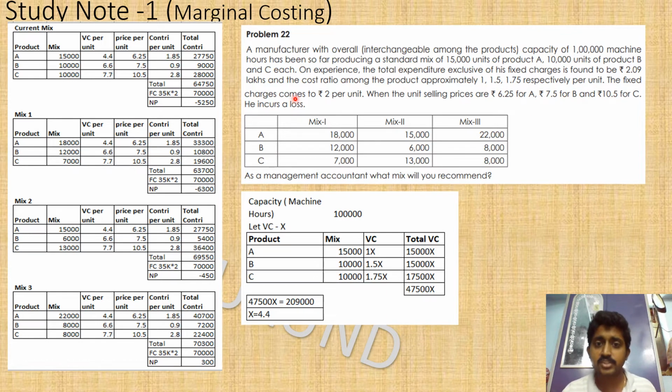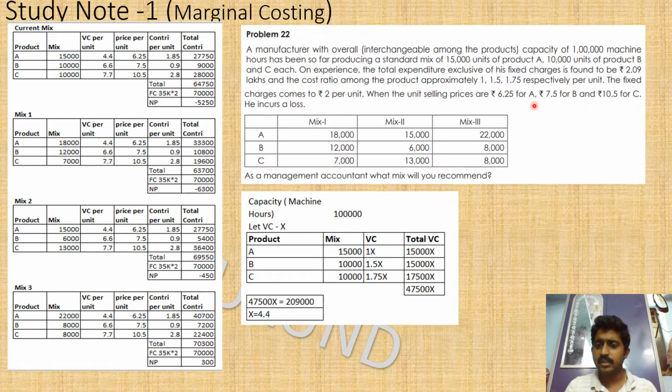The fixed charge comes to 2 rupees per unit. So fixed charges is 2 rupees per unit. Because they discussed only the variable cost earlier, now they are saying 2 rupees per unit is the fixed cost. When the unit selling prices are 6.25, so selling prices are given for A, B, C.